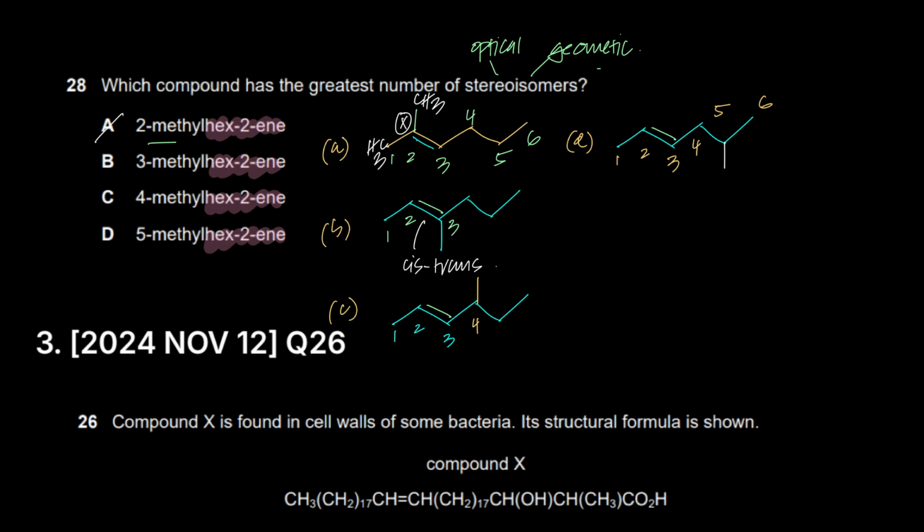This carbon does not have 4 different groups. You might think, sir, what about this carbon? This carbon has 1 different group this, 1 different group this, and 1 different group this. It does not have 4 different groups.